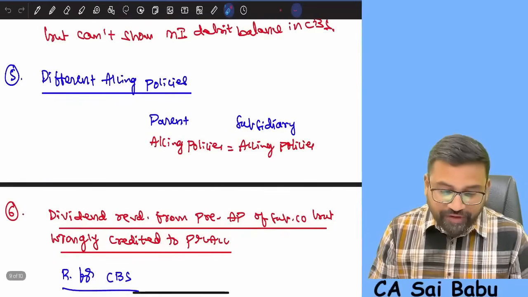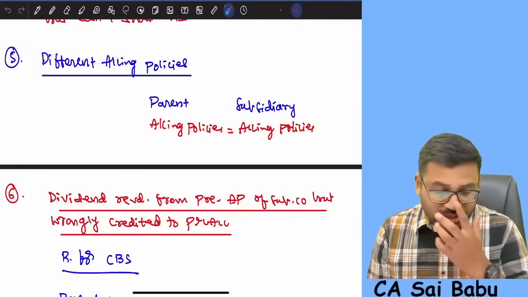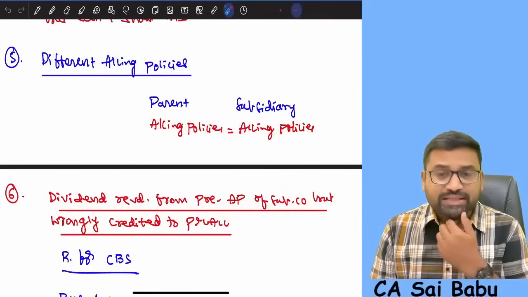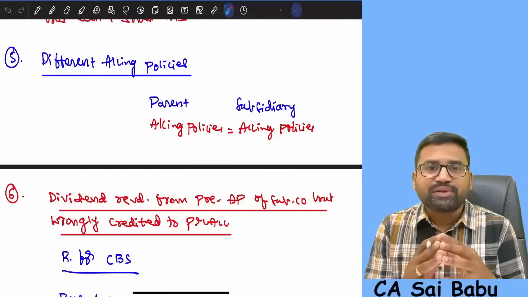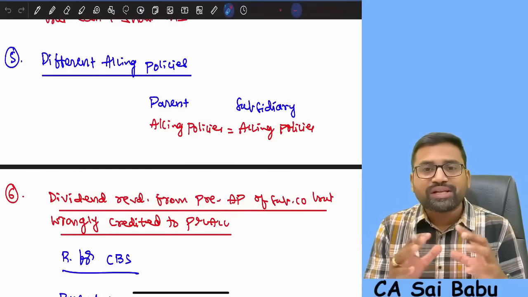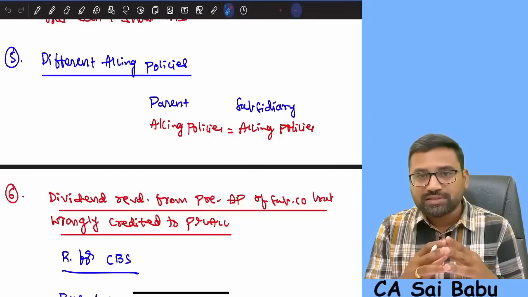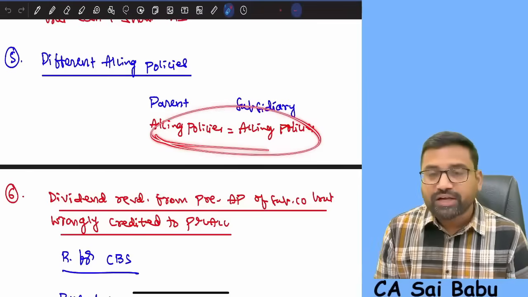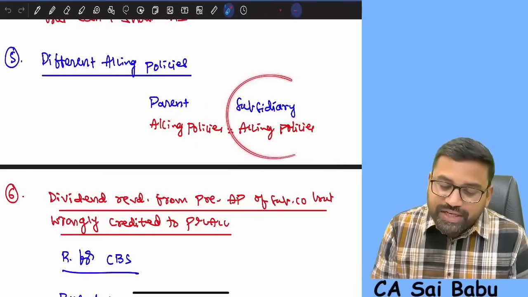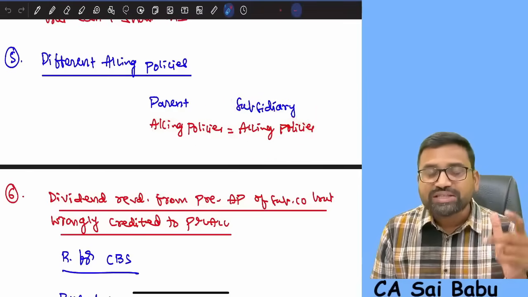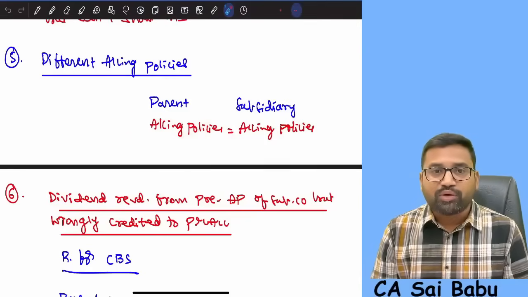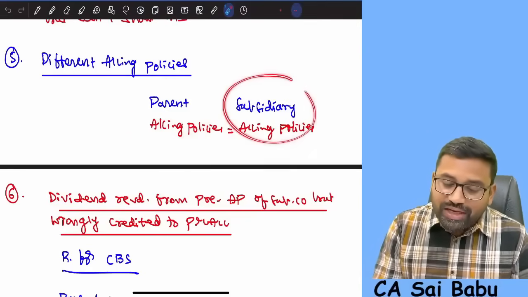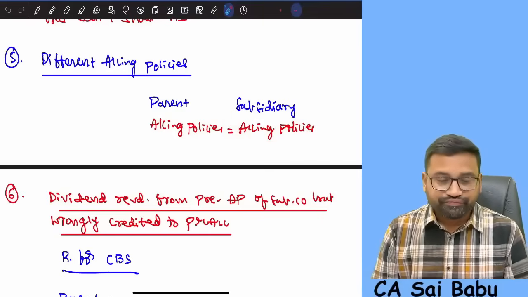And different accounting policies. See, in our material, sir, there is one question relating to it. Whenever you are doing consolidation of the parent and subsidiary, make sure that they have the same accounting policies. If the policies are different, what we need to do is, first for the subsidiary company, we need to change the financial statements of the subsidiary company in accordance with the parent company accounting policies. Then only it will be considered for consolidation. Okay.